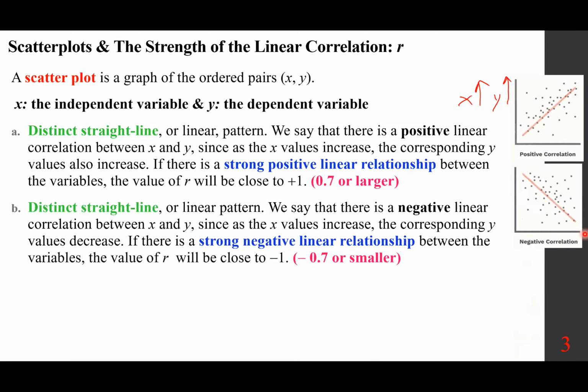However, the slope is negative, as you can see. We say that there is a negative linear correlation between x and y, since as the x value increases, the corresponding y value decreases. If there is a strong negative linear relationship between the variables, the value of r will be close to -1, like -0.7 or smaller.